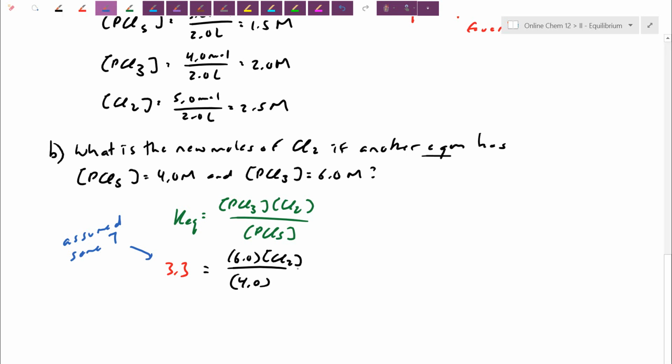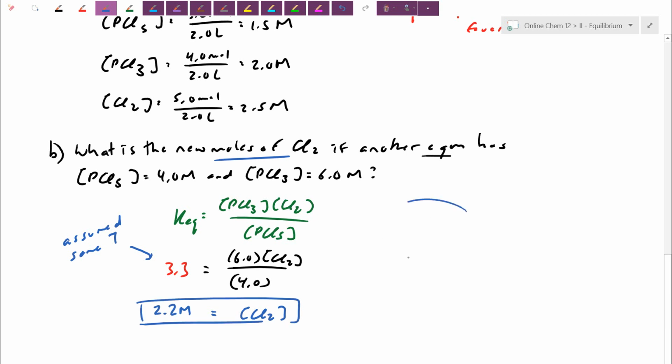Note this only gives us concentration. Anytime you need to find moles, well, I'm still in a container that is 2 liters big. I can do that as a last step. So let's find here how much CO2 that I have. Take the 3.3. If it's unrounded, even better. So 3.3 times 4 divided by 6. The concentration in my new system is actually 2.2 molar.